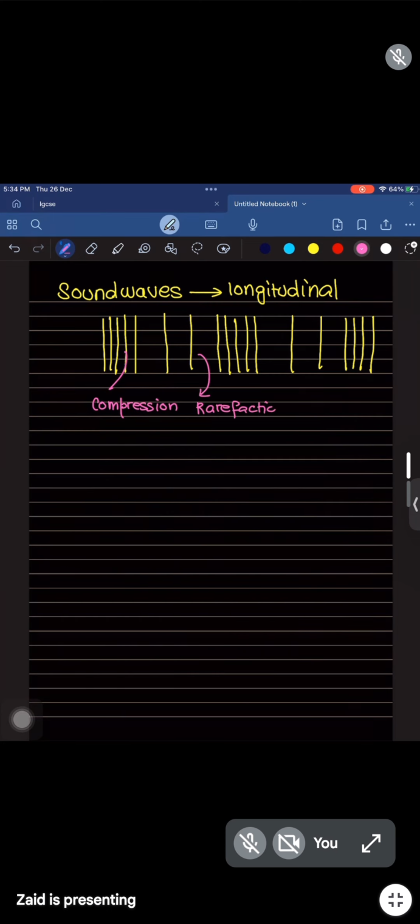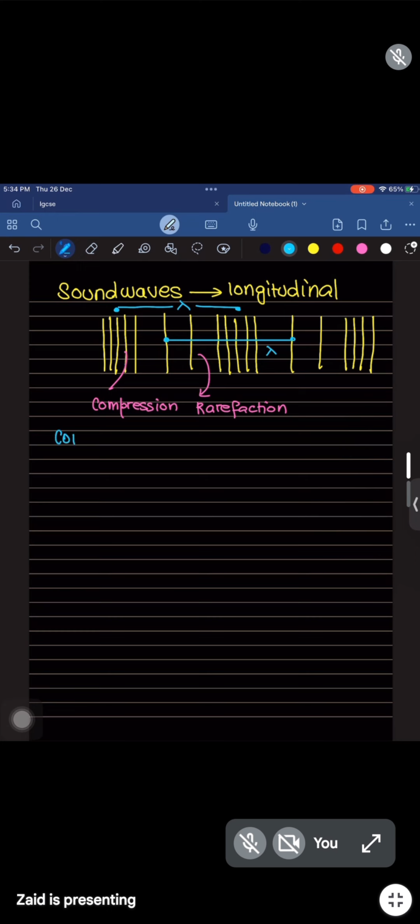Okay. For instance, you are being asked to draw the wavelength for this. I take the center of a compression to the center of the next compression. That's going to be one wavelength. Or the center of a rarefaction to the center of the next rarefaction, and that's going to be the other wavelength.